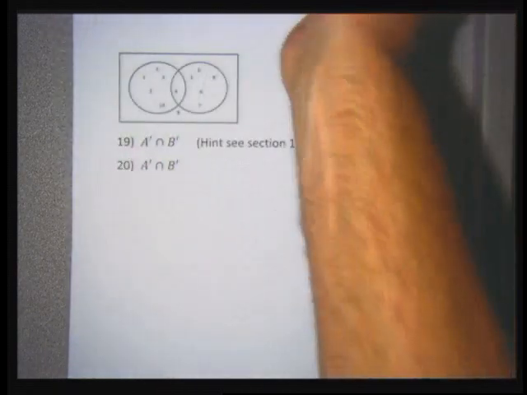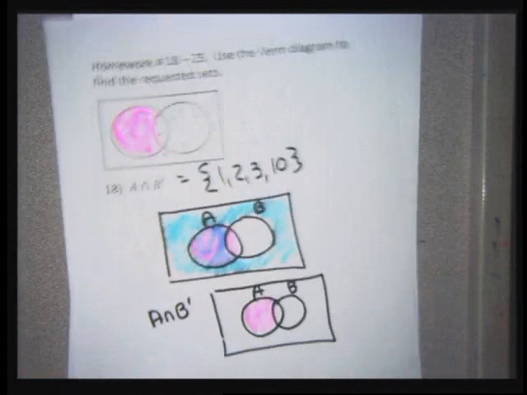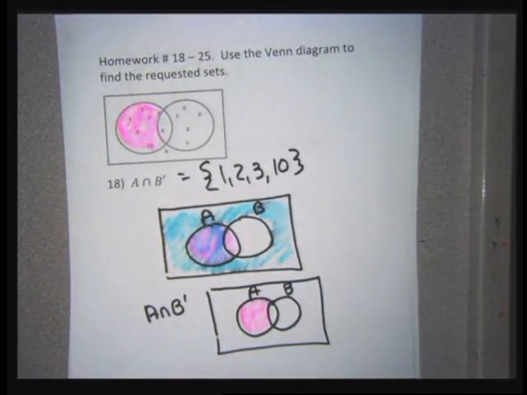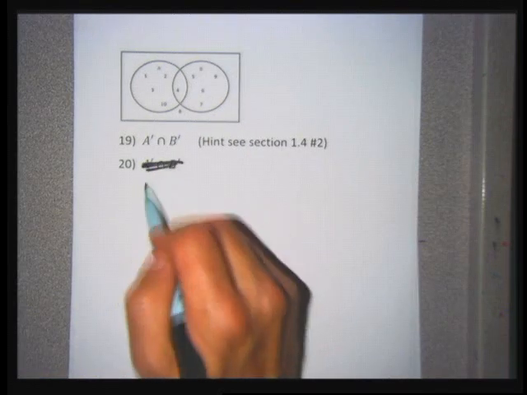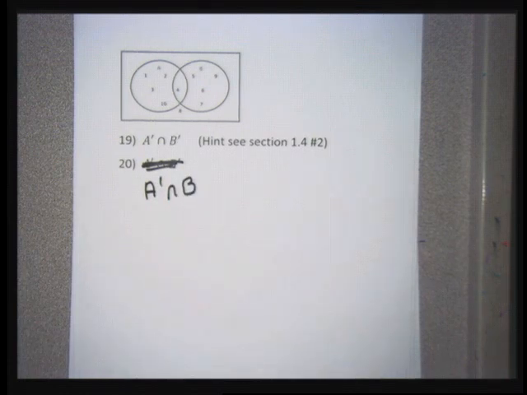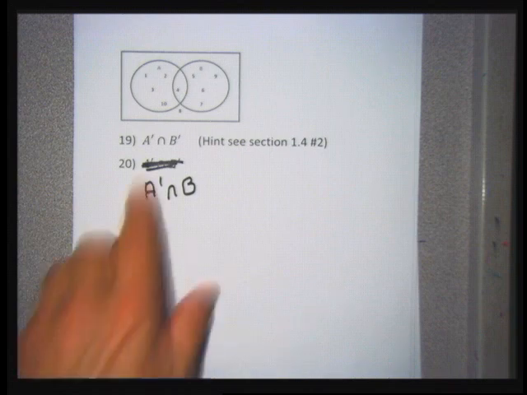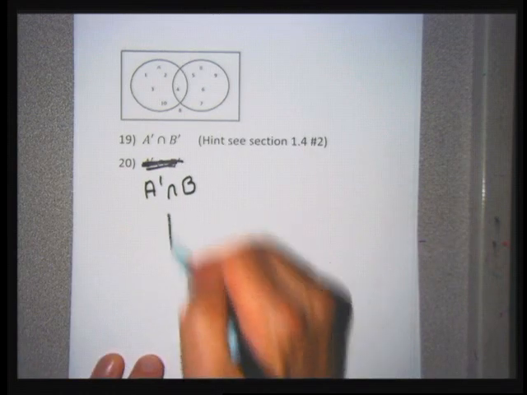Alright, move on to 19 and 20. I'll do 20, you can try 19. Well, they look a lot the same, don't they? So we did A intersection B prime. Let me change number 20, so you're not doing number 19, to A prime intersection B. Just because I don't want to do the same problem that you're doing, and when you open up the problems, that should be changed if I don't forget to change it. So let me do A prime intersection B.